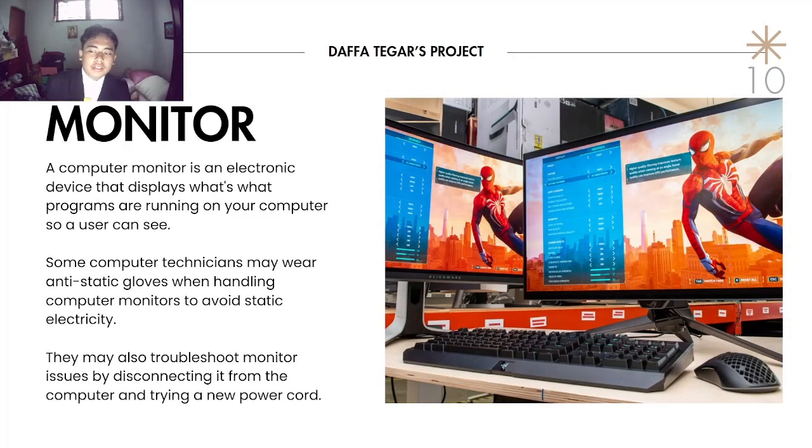Now the monitor. A computer monitor is an electronic device that displays what the programs running on your computer are doing. From your computer we must see what we do, so we need this monitor. The computer processes the image, and we plug an HDMI cable or VGA cable into the computer and connect it to the monitor so we can see what's happening there.